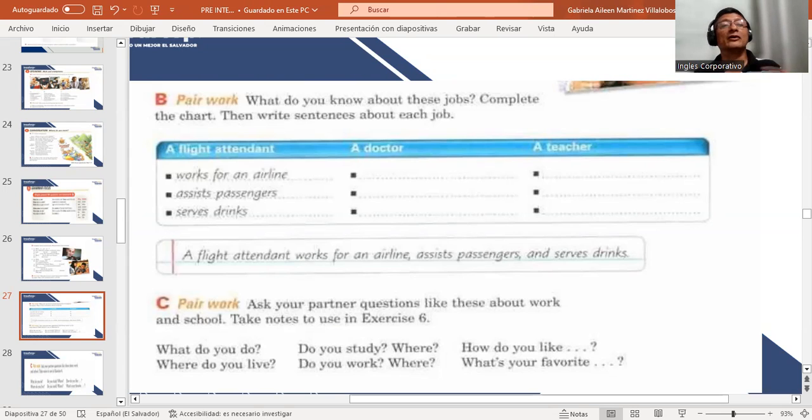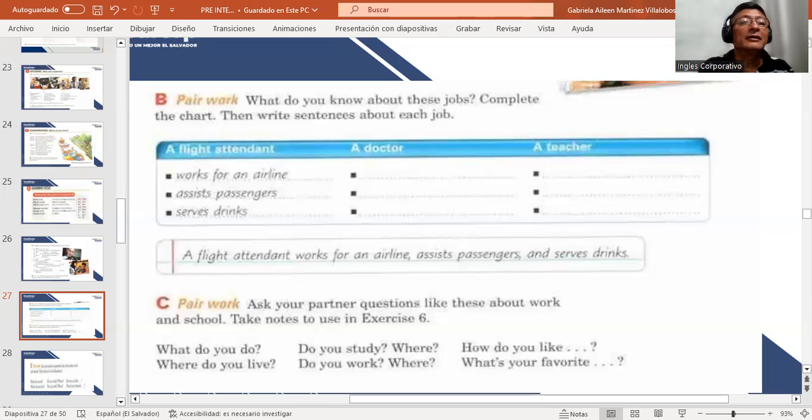What's your favorite car? What's your favorite food? What's your favorite famous person? Understand that kind of favorites? Okay. What's your favorite book? What's your favorite song? What's your favorite band?